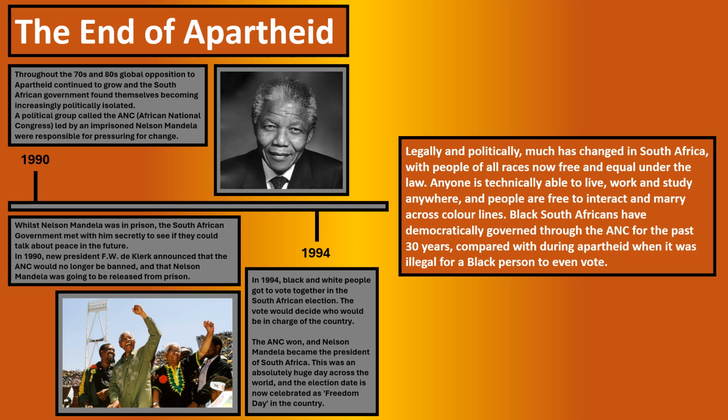So legally and politically, much changed in South Africa, with people of all races now free and equal under the law. Anyone is technically able to live, work and study anywhere, and people are free to interact and marry across colour lines. Black South Africans have democratically governed through the ANC for the past 30 years, compared with during apartheid when it was illegal for a black person to even vote.